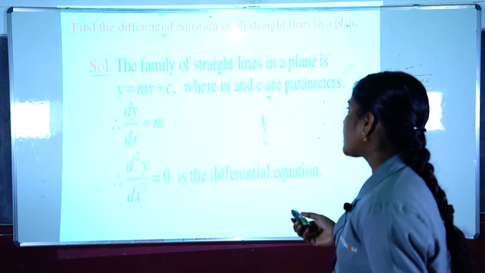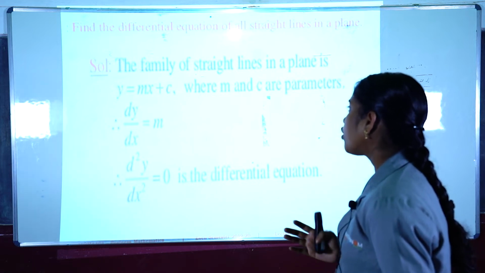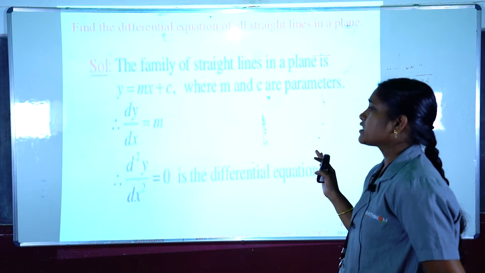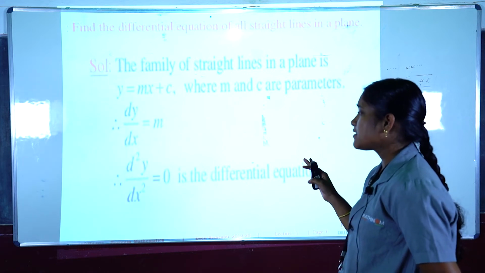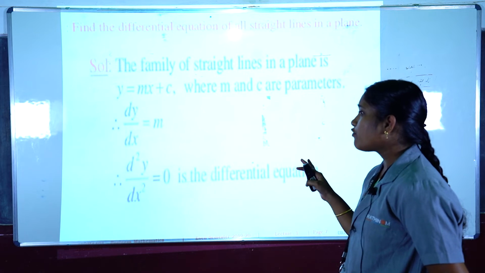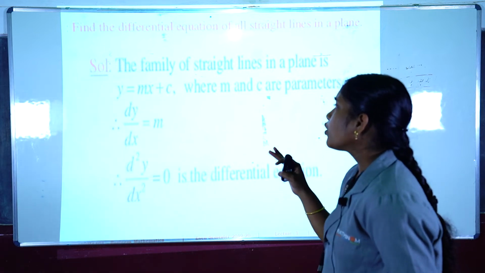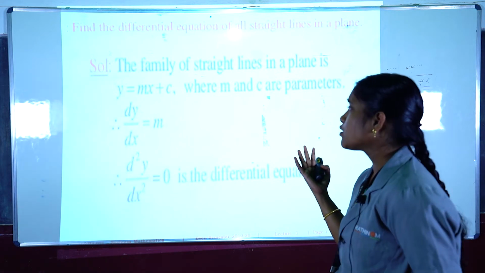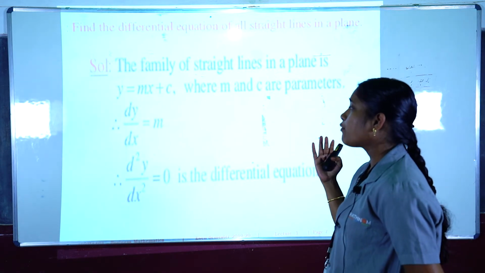Next, one more example for construction of a differential equation. Here I have considered a straight line equation. So y is equal to mx plus c is the general form of a straight line equation. In this equation also we don't have any derivatives like dy by dx or dy by dt.